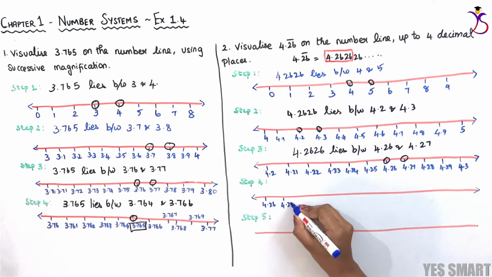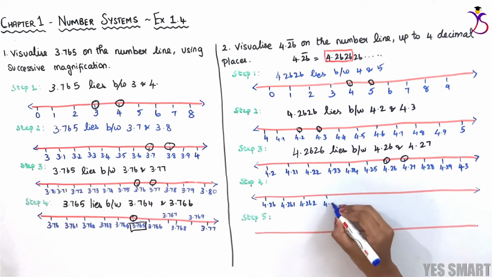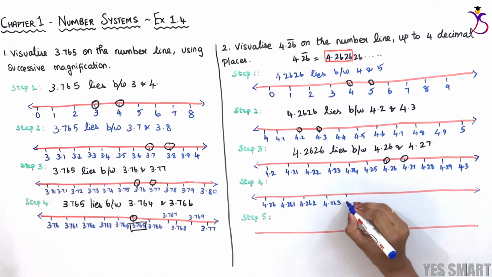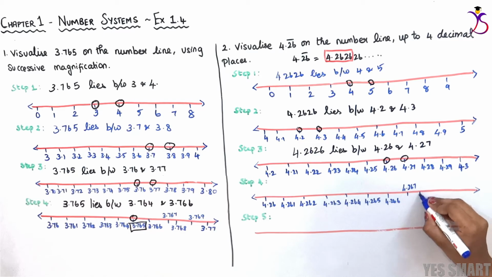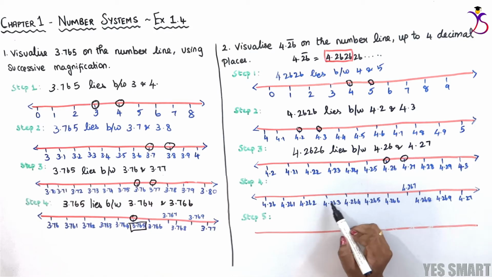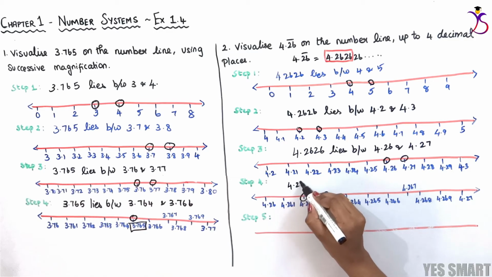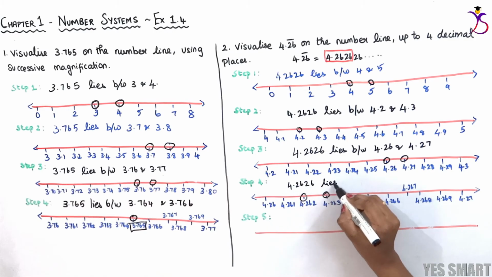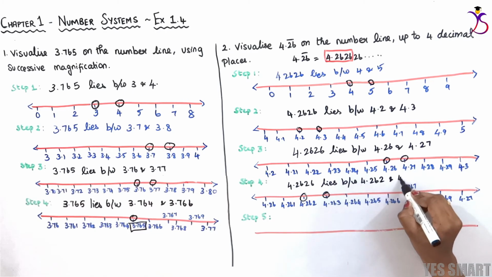Now as a next step, we are going to magnify the numbers between 4.26 and 4.27, and it will be a number line with 3 decimal places: 4.261, 4.262, 4.263, and it goes on in this fashion. Now the question 4.2626 lies between 4.262 and 4.263 because it is greater than 4.262 and lesser than 4.263. Therefore, 4.2626 lies between 4.262 and 4.263.